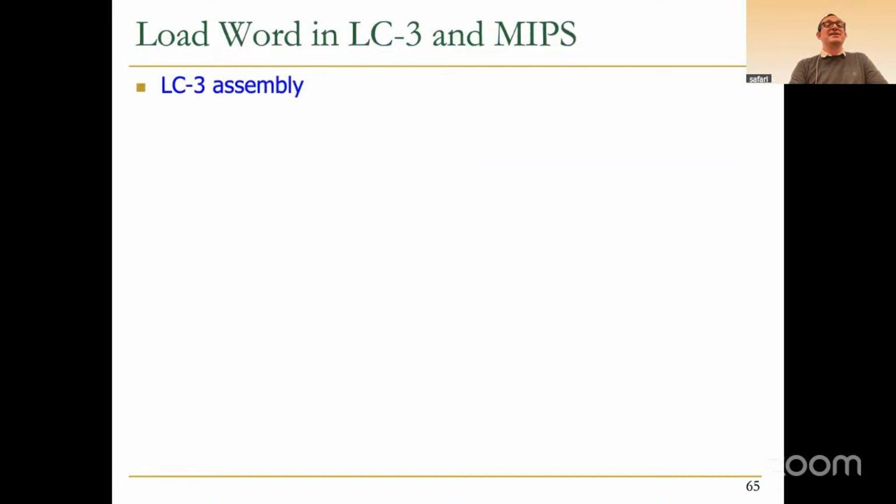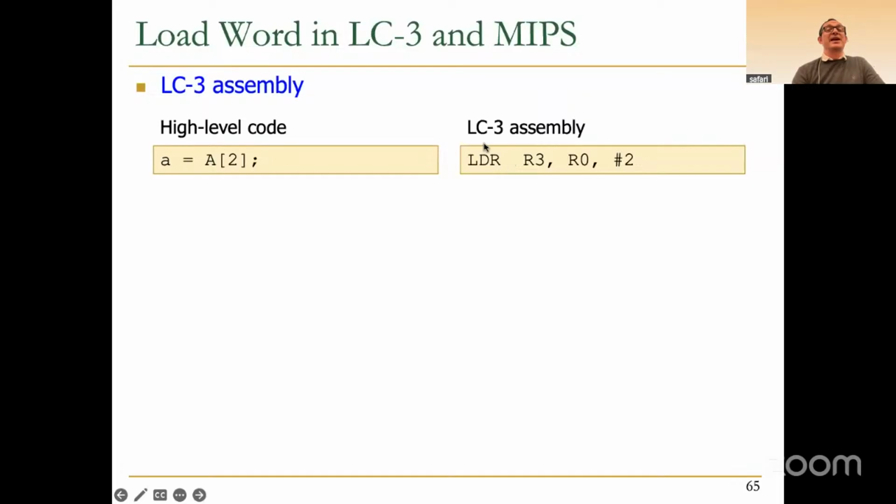Okay, so let's take a look at how this is encoded in LC3 and MIPS. LC3 assembly looks like this. In this case, index is 2. We have a load register, LDR, opcode. Register 0 stores a base address A, and the number 2 is encoded in the instruction. This is a constant encoded in the instruction specifying the index, and this is the destination register. And this is the semantics basically. You take the value in R0, which is hopefully A, add 2 to it, calculate the address, go to memory, get the data, place the data into register 3.